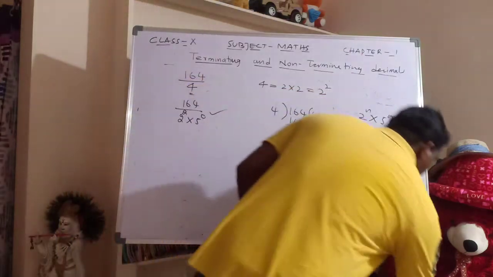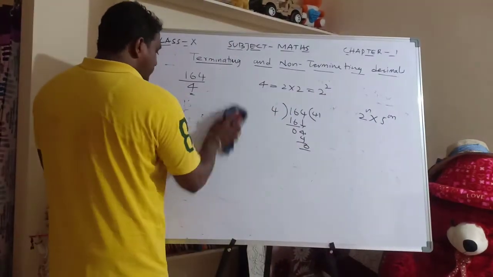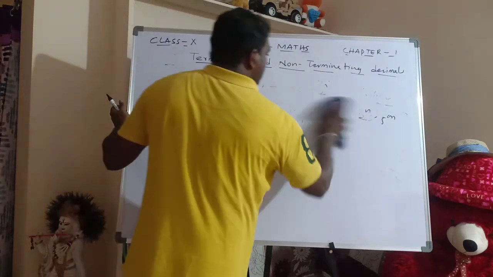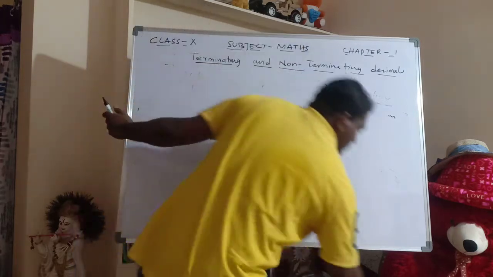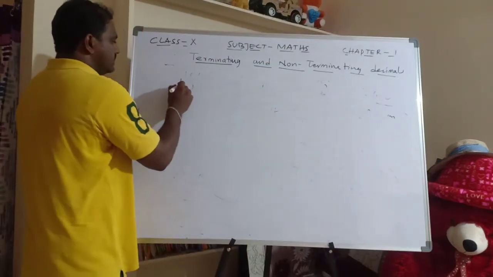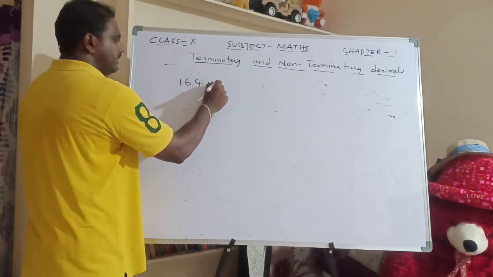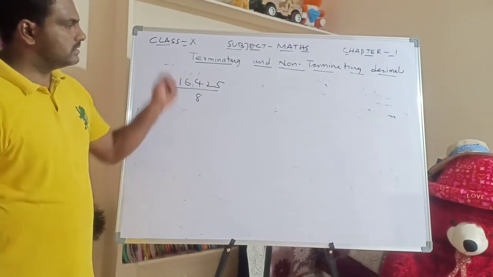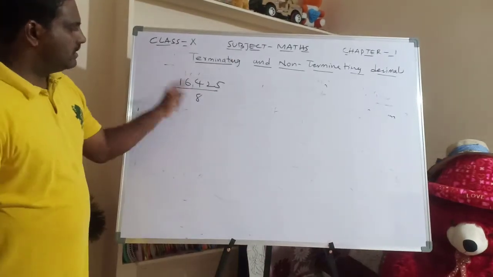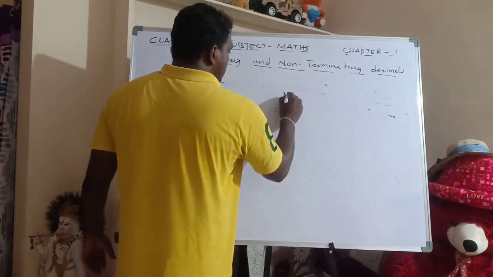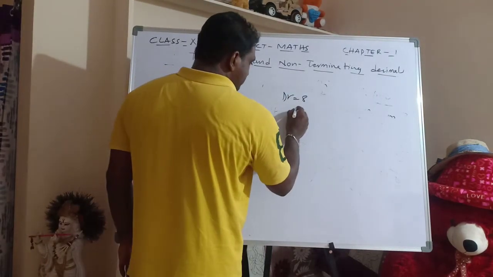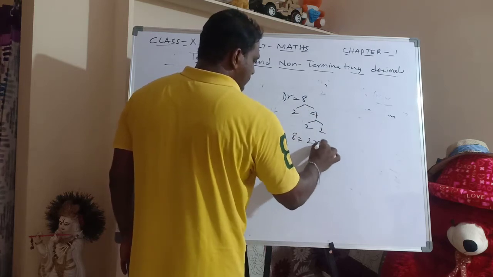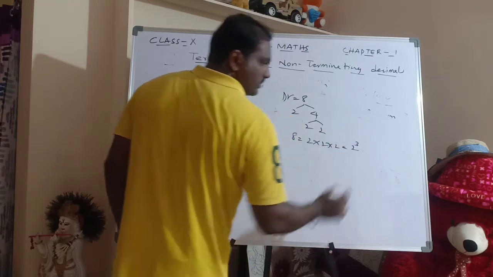I'll go for one more example. It is better to take our own examples, then we can go for textbook examples. 16,425 divided by 8. Is it terminating or non-terminating? Without doing actual division, we have to tell. Very simple. What is the denominator? 8. 8 can be written as a product of primes: 2 into 4, 2 into 2. That means 8 can be written as 2 into 2 into 2, that means 2 power 3.